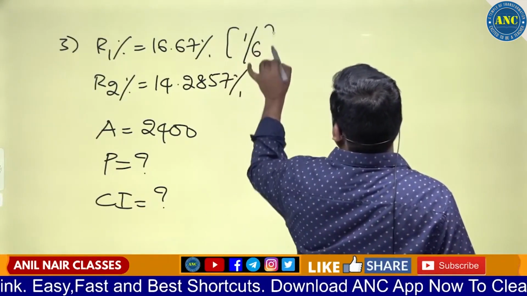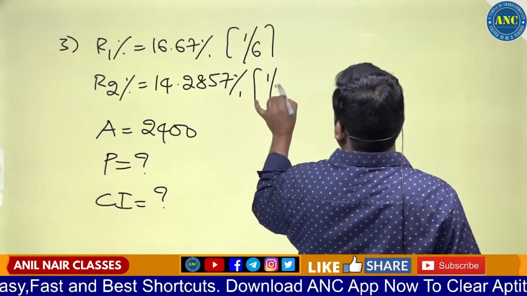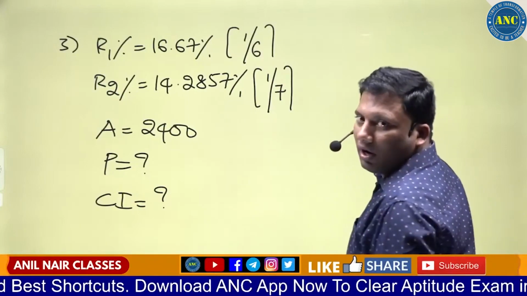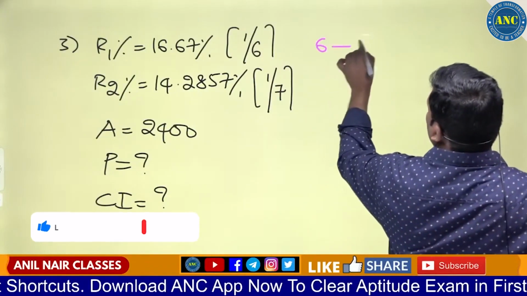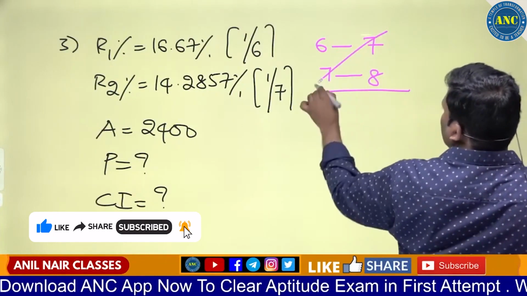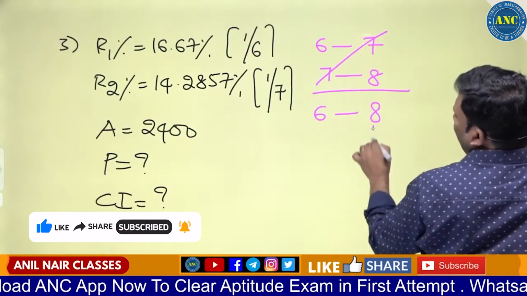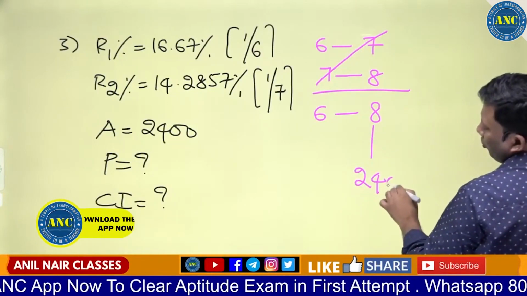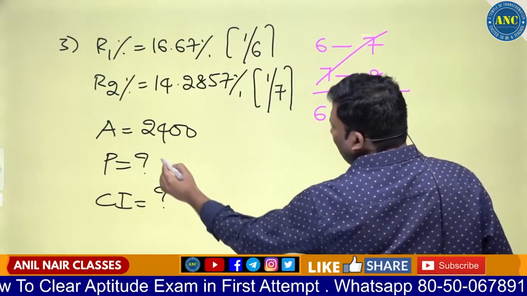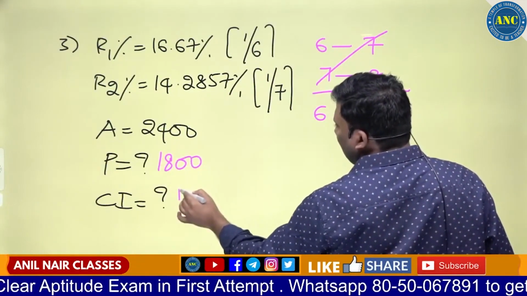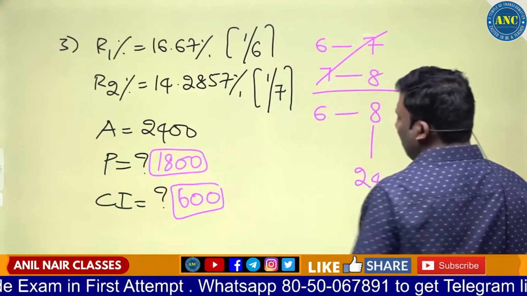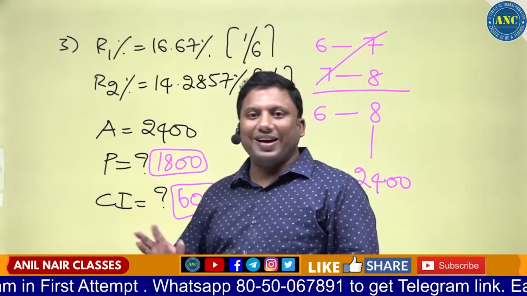16.67 is 1 by 6. 14.2857 is 1 by 7. 6, 1 increase, 7. 7, 1 increase, 8. If 6 is becoming 8, final amount is becoming 2400. 8 into 300. Principal will become 6 into 300, 1800. CI will become 600. I hope the idea is clear.